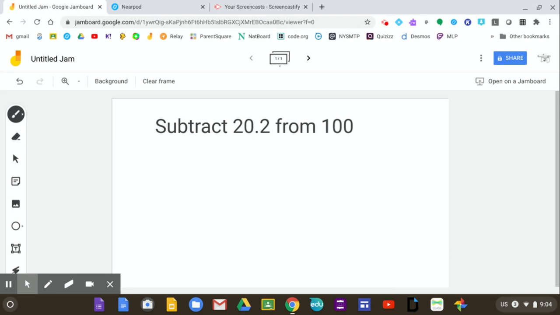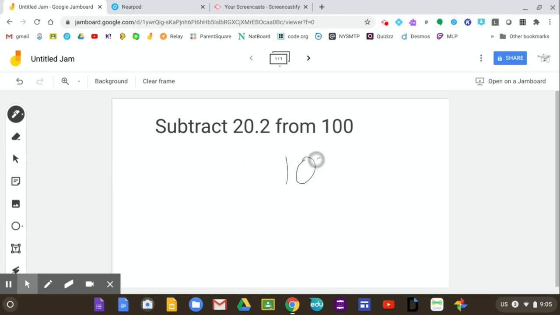If you subtract a number from another one, you're taking it away. So we're taking 20 and 2/10, 20.2, and we're taking that away from the 100. So it's going to look like this. Oops, let's get a better pen. There we go. So erase this one. All right.